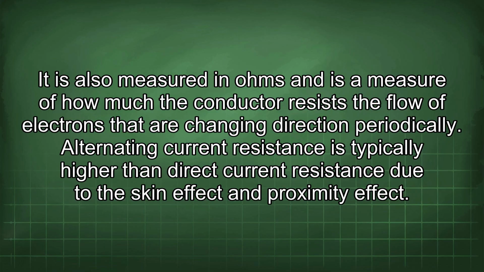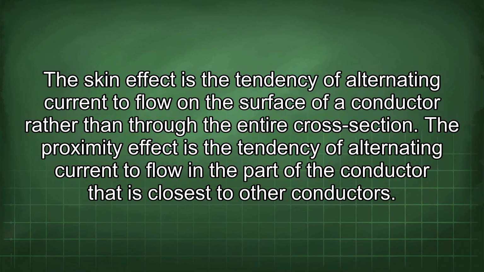Alternating current resistance is typically higher than direct current resistance due to the skin effect and proximity effect. The skin effect is the tendency of alternating current to flow on the surface of a conductor rather than through the entire cross-section. The proximity effect is the tendency of alternating current to flow in the part of the conductor that is closest to other conductors.